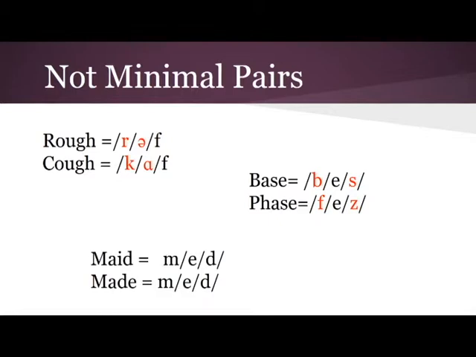Now look at the last words. Made and made are not minimal pairs because if you look at them spelled phonetically, they are exactly the same. To be considered a minimal pair, the words have to differ in only one phoneme, which means just one sound. The last group of words does not differ in any sounds.